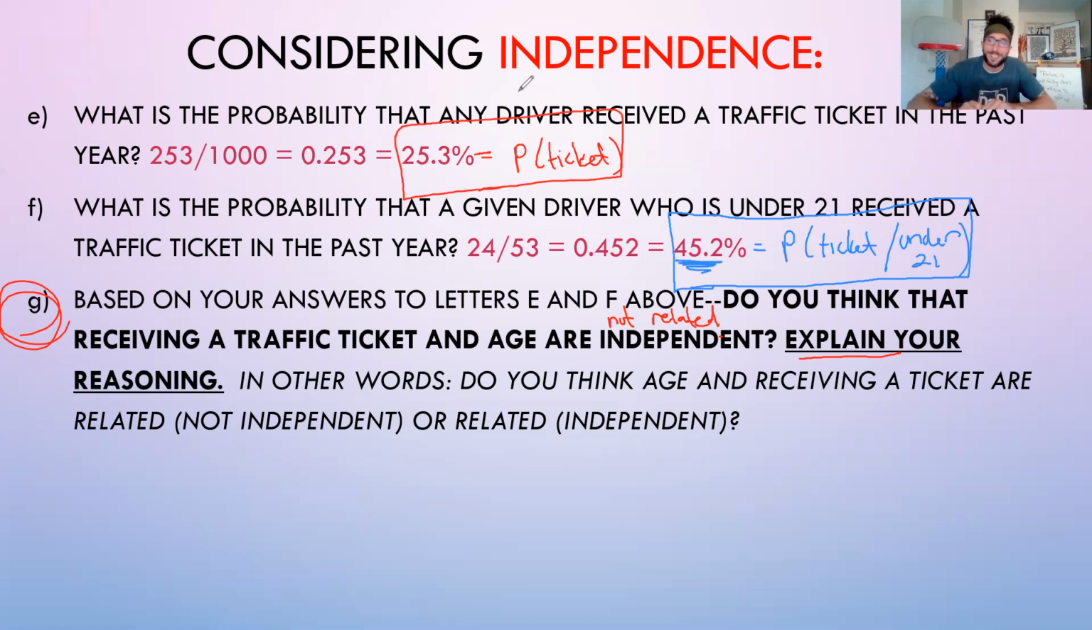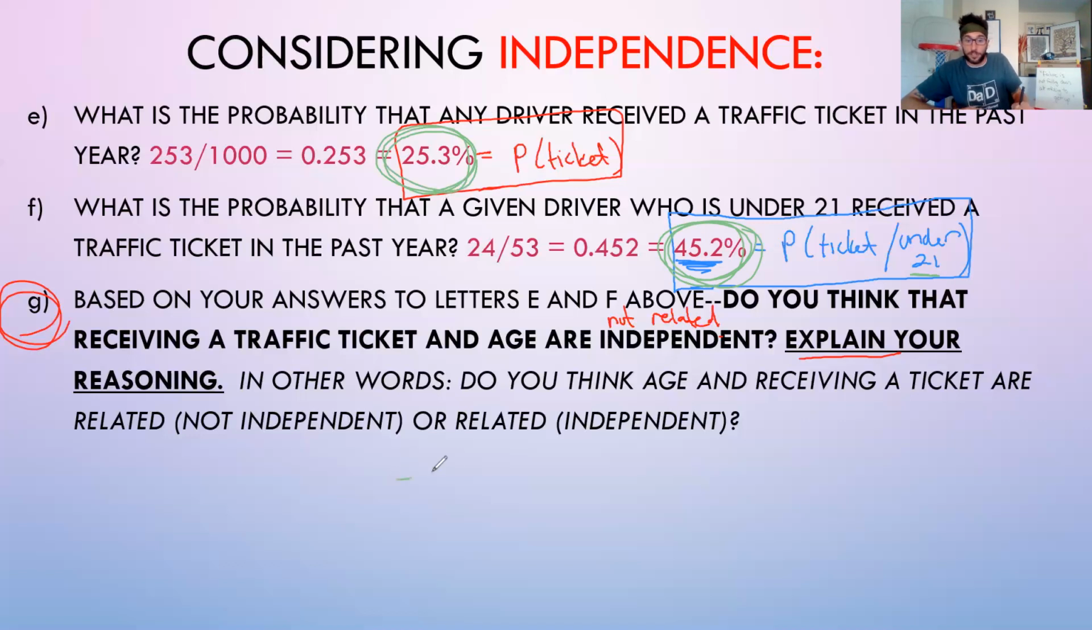So the question is, did the age seem to impact the chances we get a ticket? If it did, it means age is related to getting a ticket, and these things are not independent. If age doesn't really seem to impact the chances you get a ticket, then that would suggest that age is not related to getting a ticket and that these things are independent. Hopefully, as we look at these numbers, we can all agree it seems like if you're under 21, you are more likely to get a ticket than some random driver.